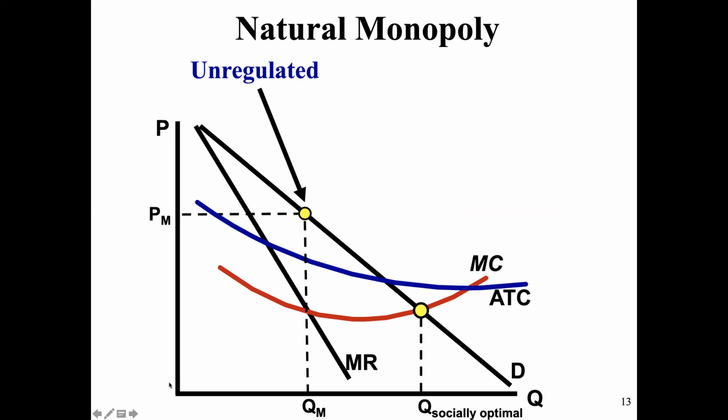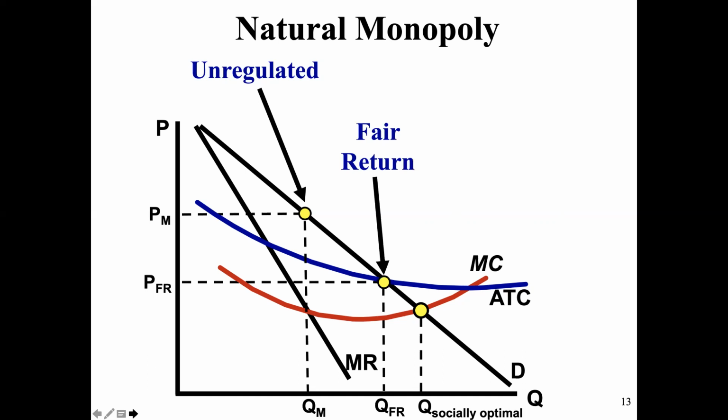The next option would be to set a price ceiling, in this case at the fair return price. How do you find the fair return price? You look for the intercept between the ATC and the price. The demand curve gives us our prices, right? So that's where the ATC crosses the demand curve. When you find the point where the ATC crosses the demand curve, then you dot that down to find your fair return quantity, and then you dot that over to find your fair return price. If the government said you're only allowed to charge this price and no higher, then the quantity that would be produced would be QFR here, and that firm would earn a normal profit.